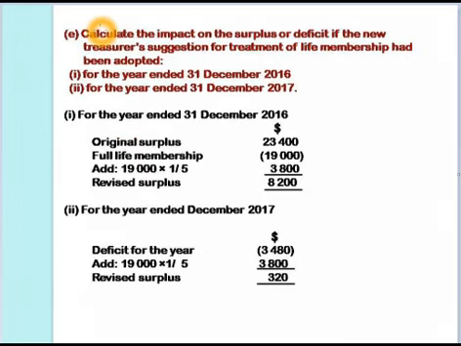With this, we finish. In the next part of the question, we are asked to calculate the impact on the surplus or deficit if the new treasurer's suggestion for the treatment of life membership had been adopted for the year ended 31st December 2017 and for the year ended 31st December 2016. 2016 and 2017 we have to calculate. So first we will start with 31st December 2016.